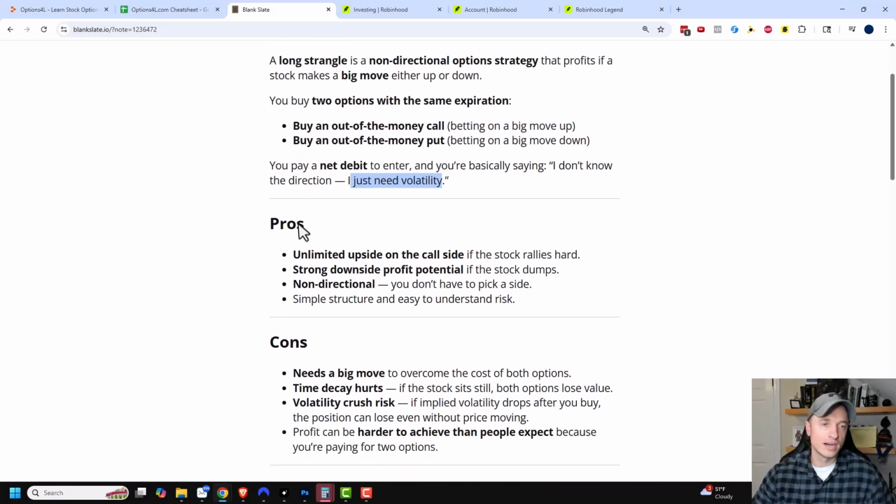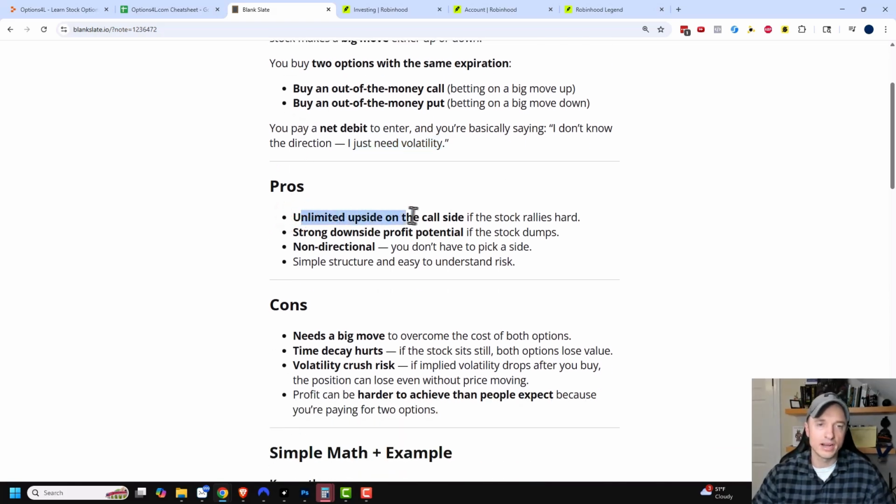Now the pros of a long strangle is unlimited upside on the call side if the stock rallies hard, and strong downside profit potential if the stock dumps. It's non-directional, so you don't have to pick whether you're bullish or bearish on it. It's a simple structure and easy to understand your risk.